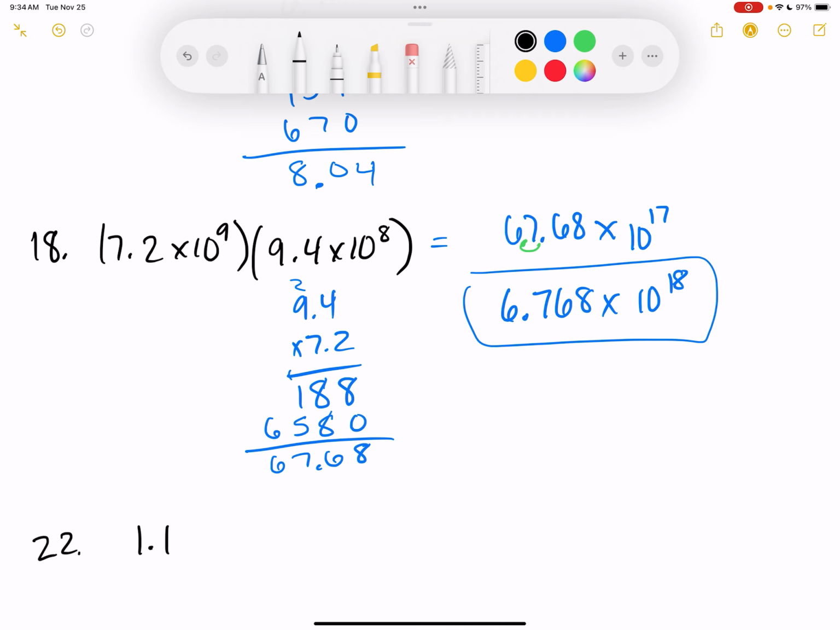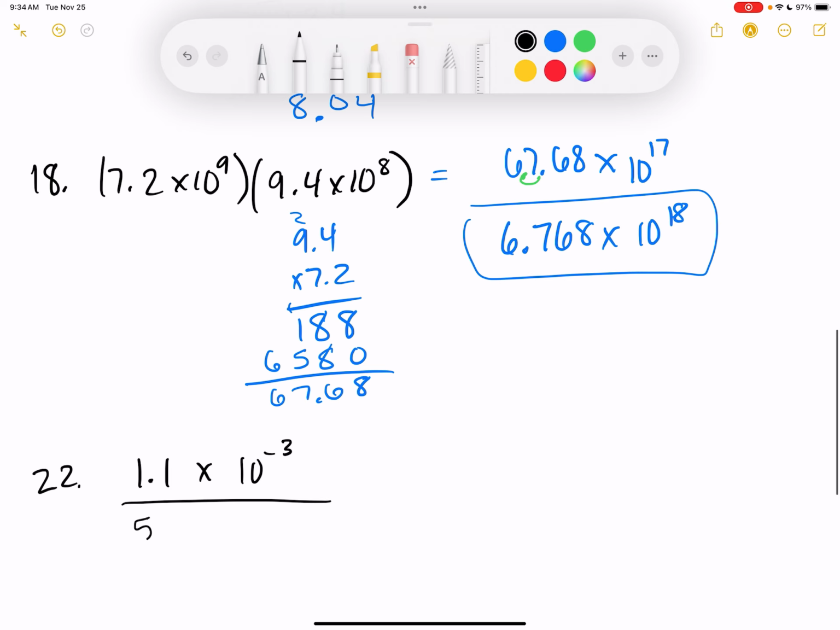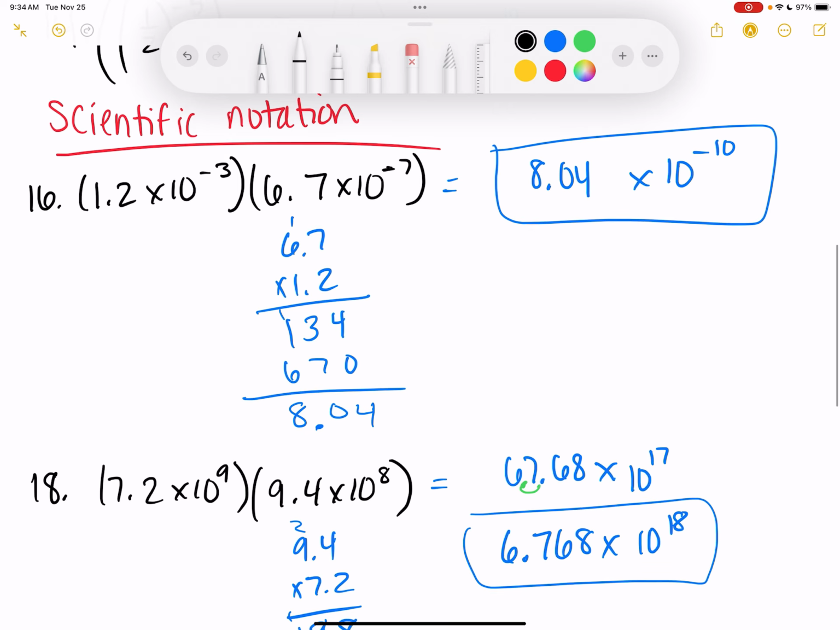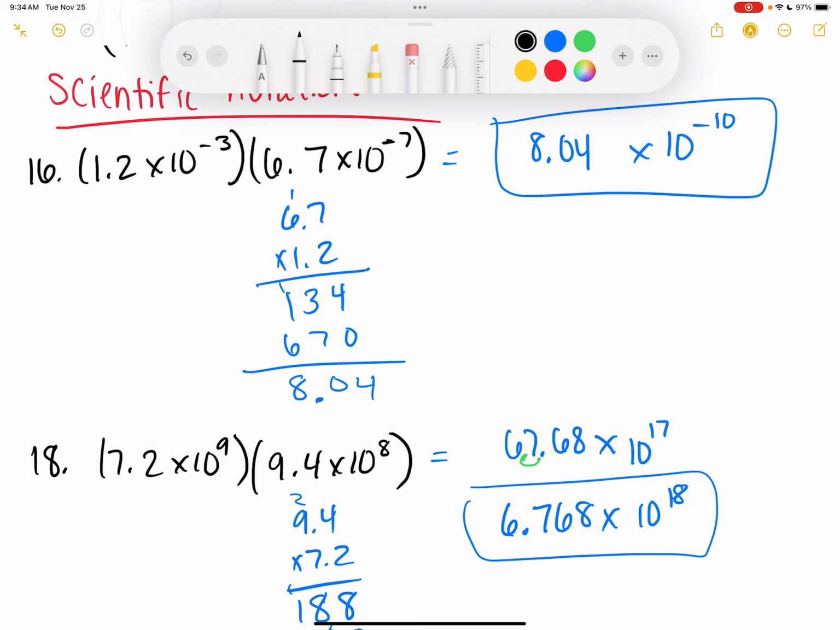Number 22: 1.1 times 10 to the negative 3 over 5.5 times 10 to the negative 8. Now, I should go back on 16 for a second and specify the only time it's okay to have negative exponents is in scientific notation. Otherwise we need to make them positive, but in scientific notation, we would leave it that way because that tells us that the decimal place is moving to the left. I don't know if that's what you were trying to ask when you said something about making it a really small decimal, or if you were just trying to get rid of the 10 to the power altogether.